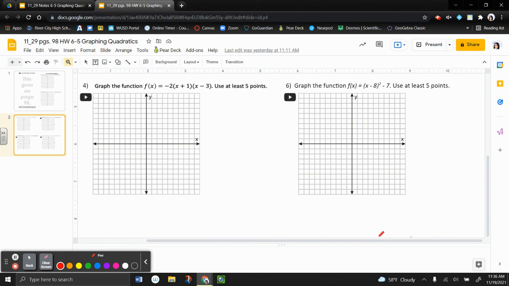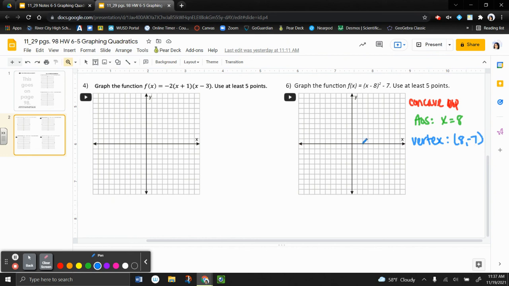All right, lastly, number 6. So this one is in vertex form. So concavity is concave up. Our axis of symmetry is going to be x equals positive 8. And then our vertex is just going to be 8, negative 7.